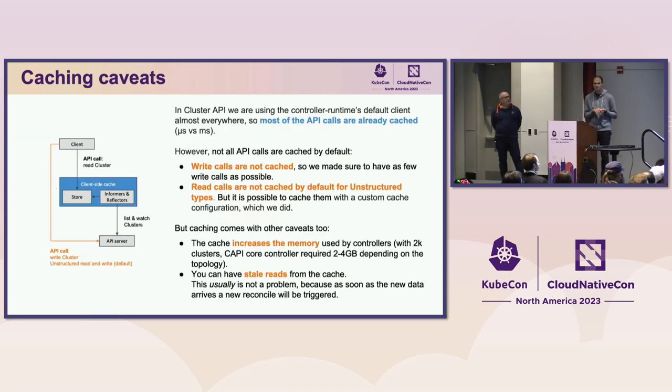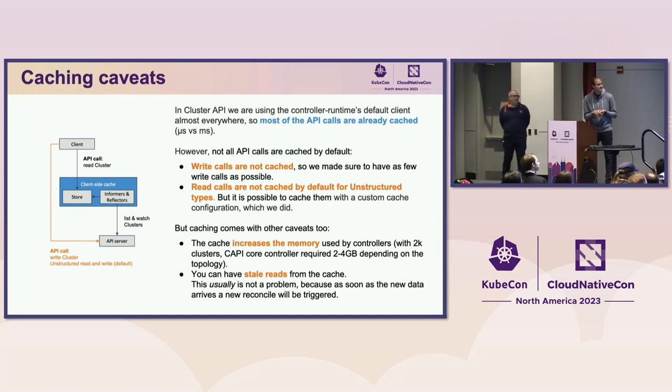In Cluster API in general, we use this default controller runtime client almost everywhere, which means theoretically almost all our read calls should already be cached, but it's not that easy. First of all, as I already mentioned, write calls are never cached. The only thing we can do about write calls is make sure that in a single reconcile, we don't write the same object 5 times or something like that, because that's not really necessary.